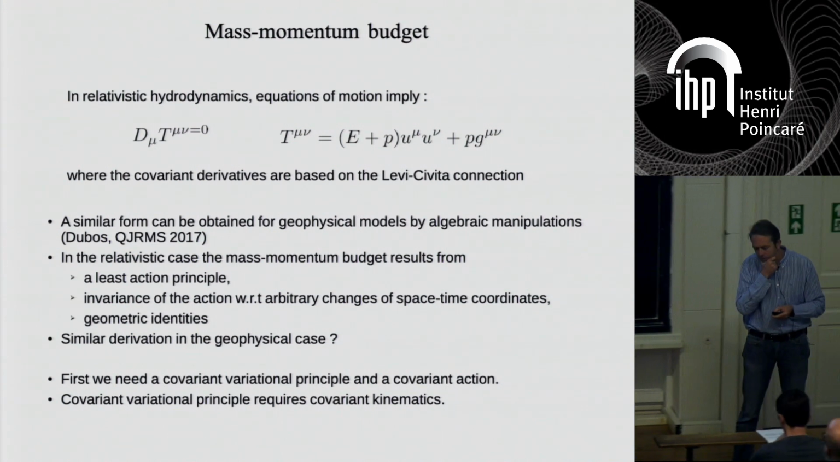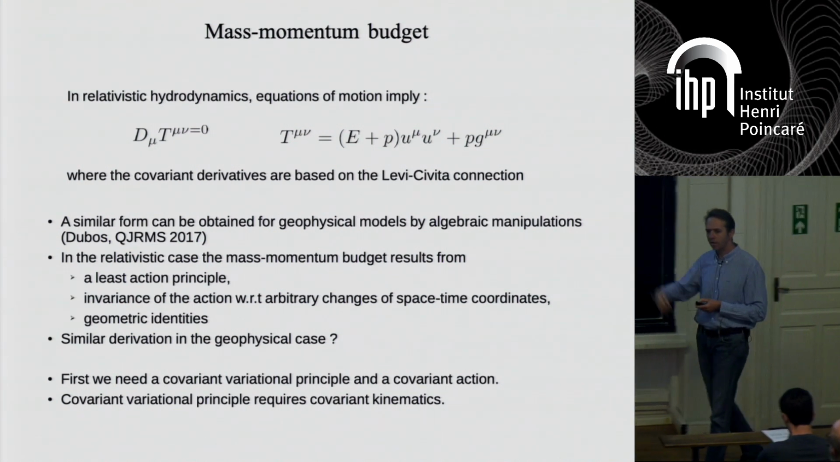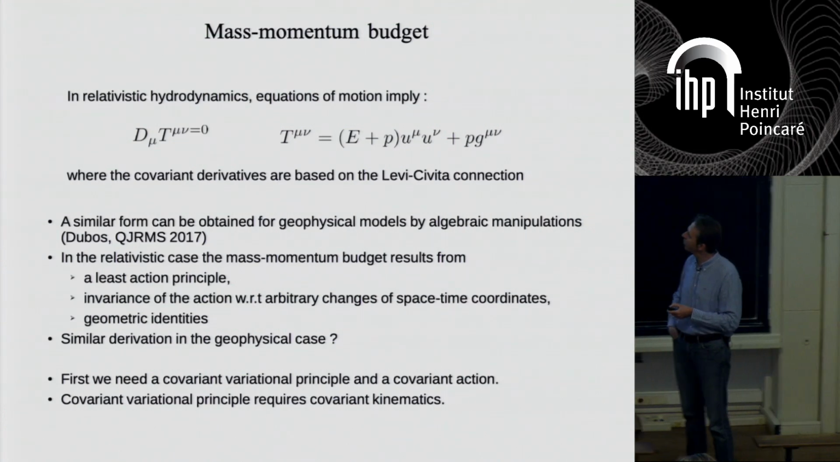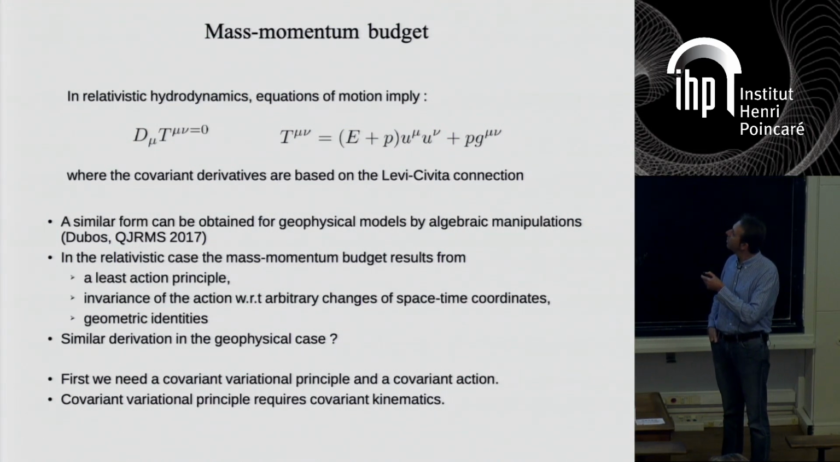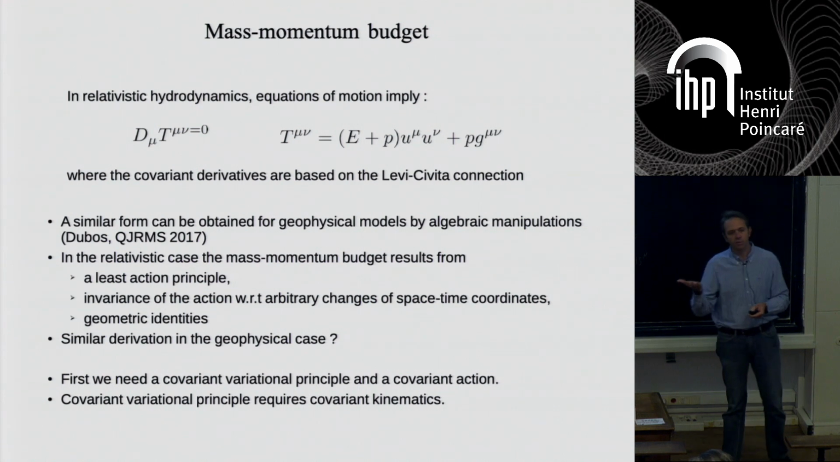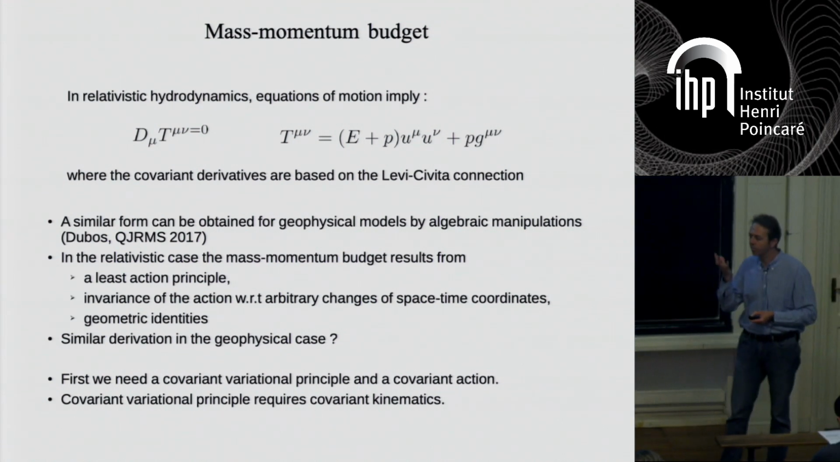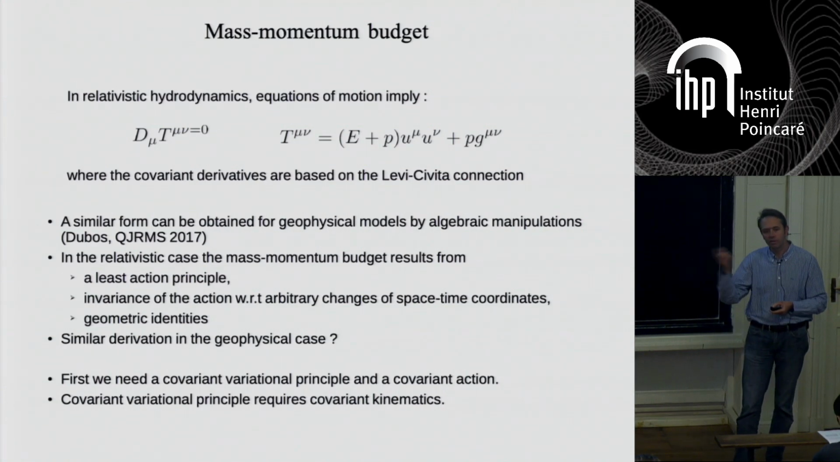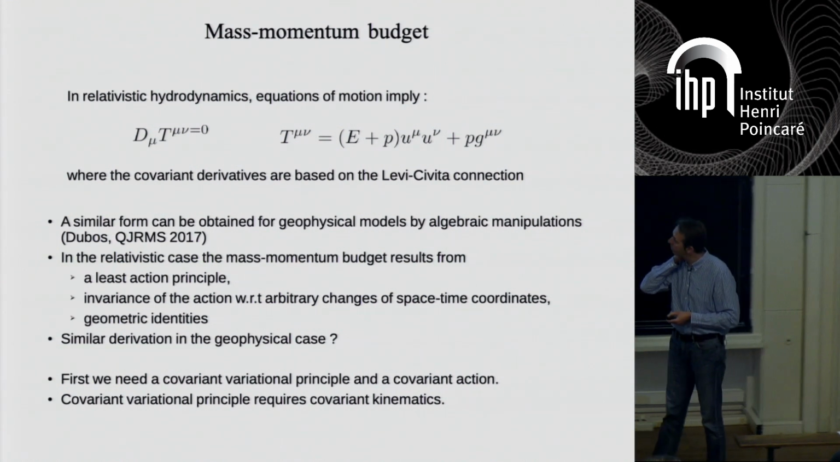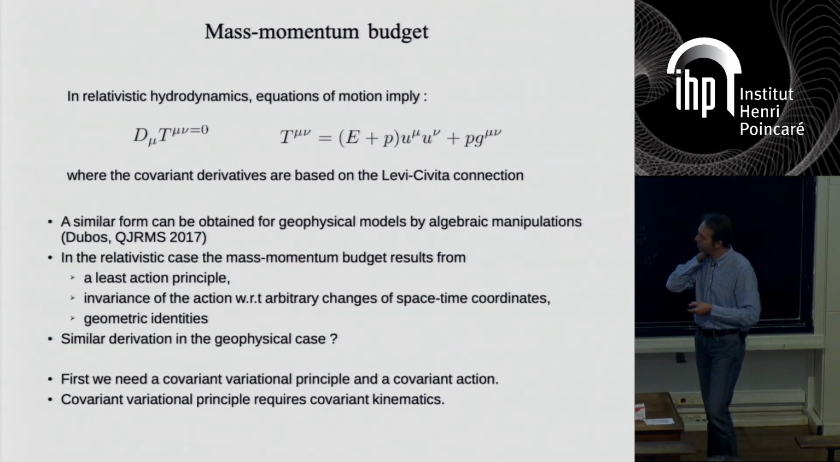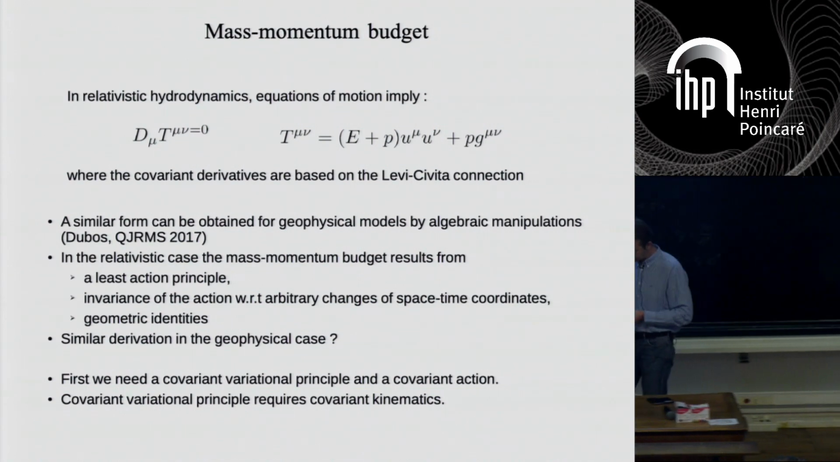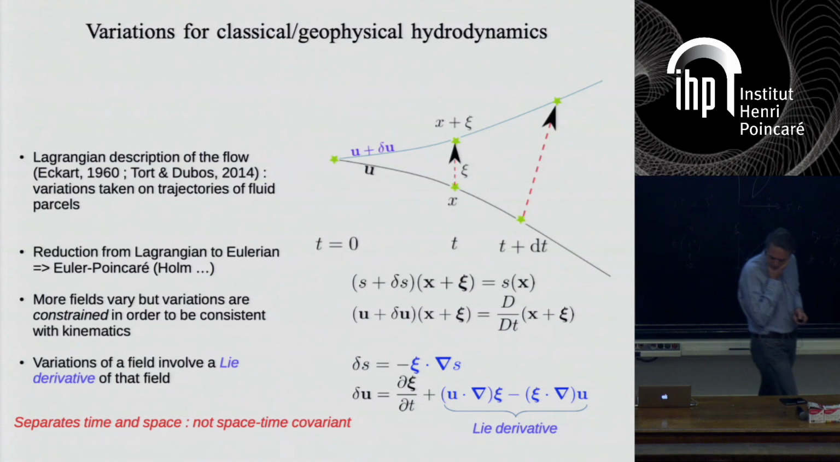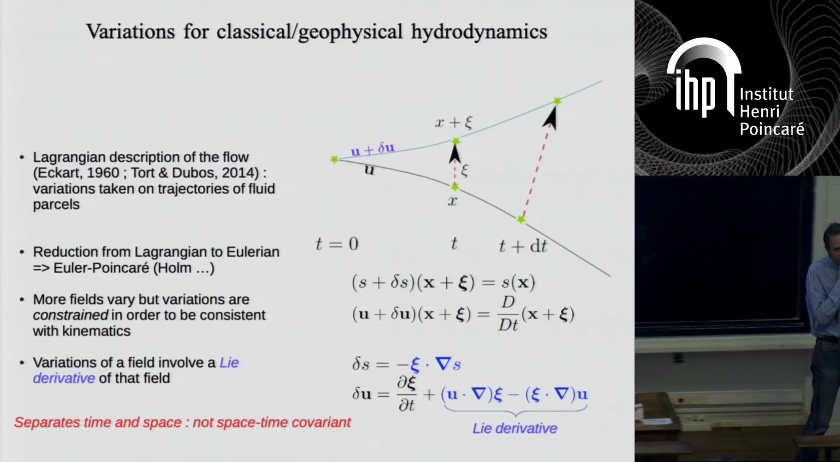But deriving by just algebraic manipulation is not very satisfactory, because in the relativistic case, this is really a consequence of Noether's theorem. Okay, this is the consequence of the fact that you have a least action principle, that the action is invariant with respect to changes of coordinates, and you also use the geometric identities I just talked about for the derivation. So can we do something similar in the geophysical case? The answer is yes. So we need to be able to work out a variational principle.